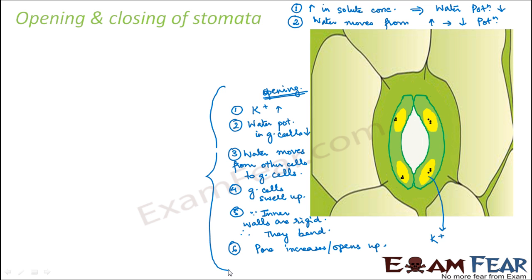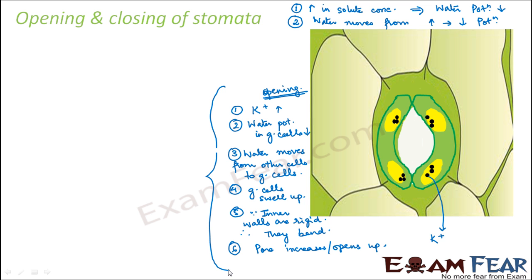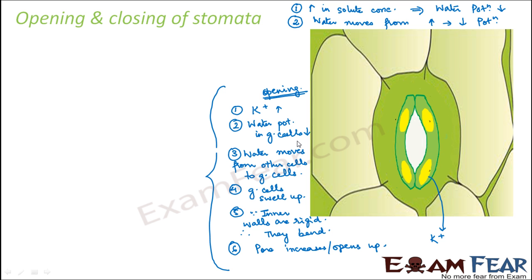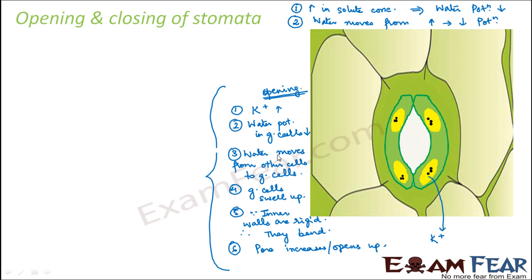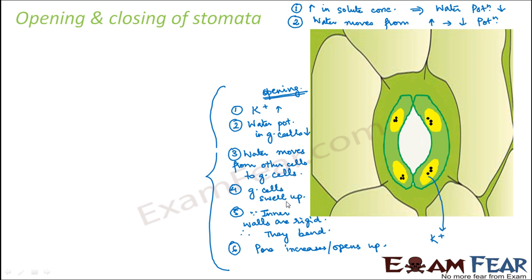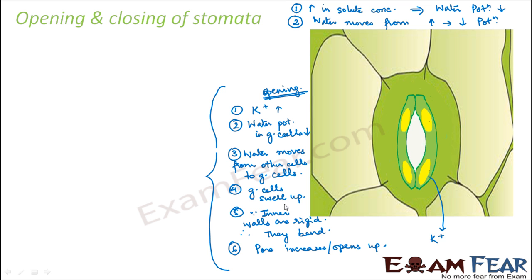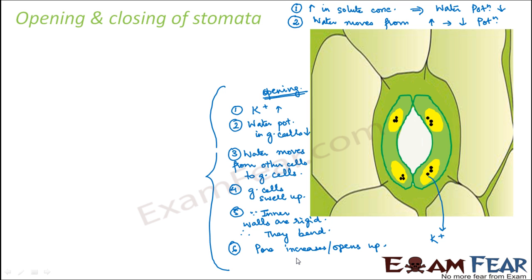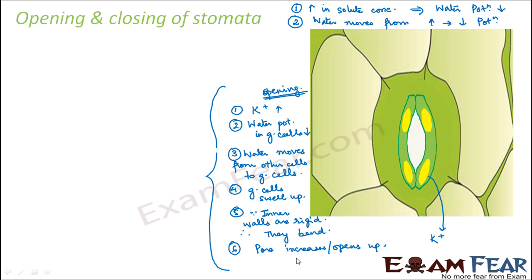So when there is no light, the potassium ion decreases. When the concentration of potassium ion decreases, water potential in the guard cell will increase. So the water will start moving from guard cell to the other cell. So the guard cells will shrink up. When the guard cells shrink up, they will contract and therefore the pore will decrease. Right? Okay. So I hope this is clear what causes the opening and closing of stomata.